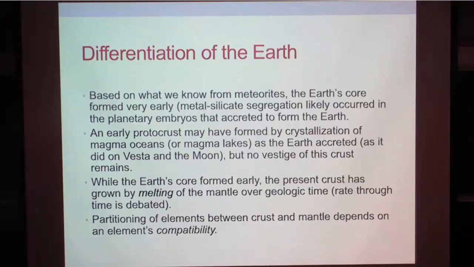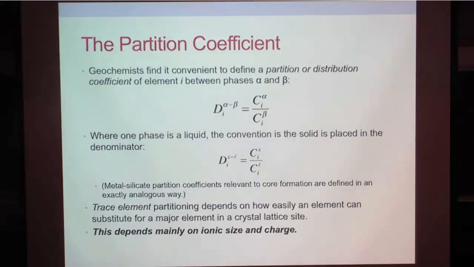Partitioning of elements between the crust and mantle is the big differentiation of the Earth that's occurred over geologic time, crust and mantle. And that depends on what we'll call an element's compatibility, which can be related to partition coefficients. Geochemists like to define a partition coefficient between phases alpha and beta simply as the concentration ratio at equilibrium of an element i between those two phases. Conventionally, where one phase is a liquid, the convention is to put the solid in the numerator and the liquid in the denominator. And metal-silicate partition coefficients relevant to core formation would be defined in the same way.